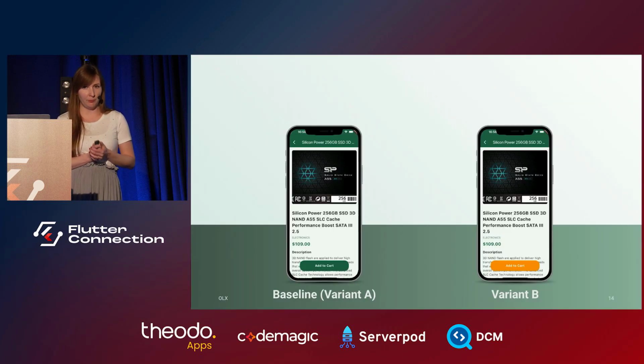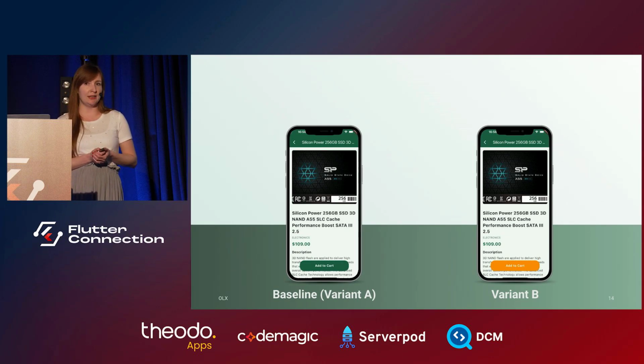And I'm going to show you a simple example. So let's say I have an e-commerce app where I want to make more users add to cart the products. And my hypothesis is that if the add to cart button will be more visible with a more contrasting color, they will be using it more.